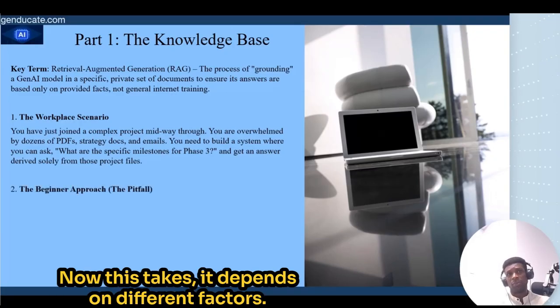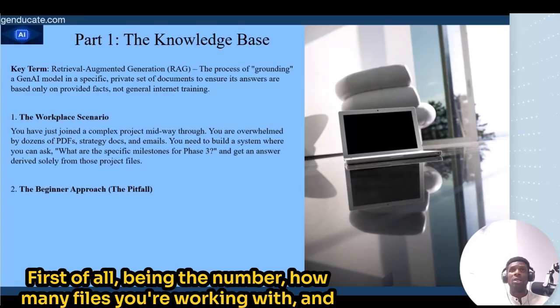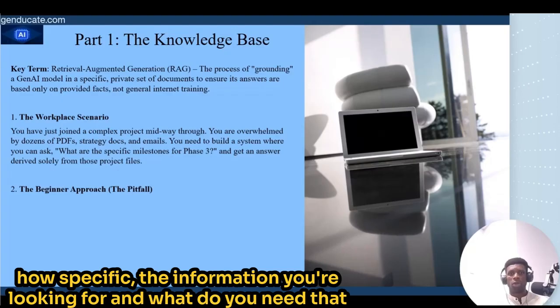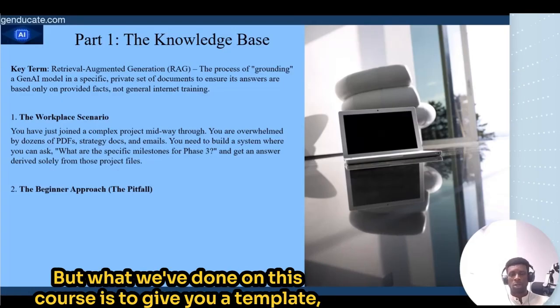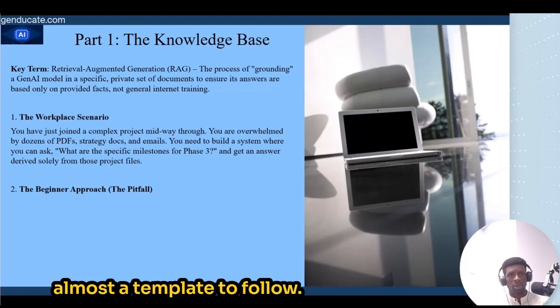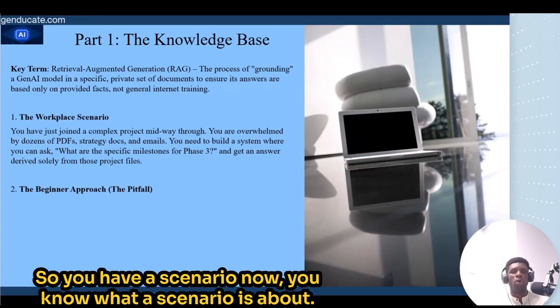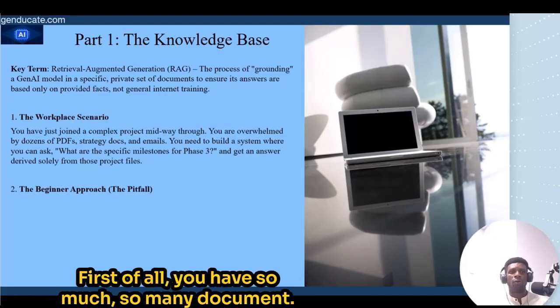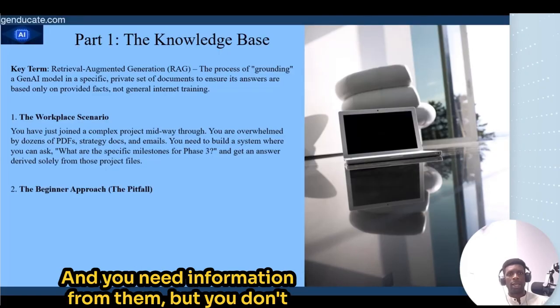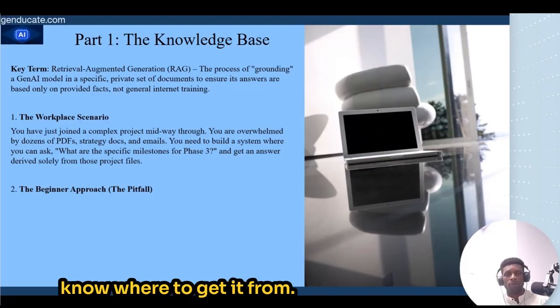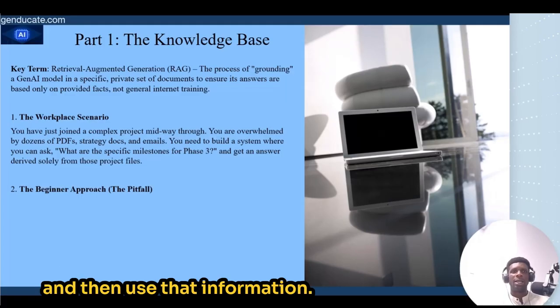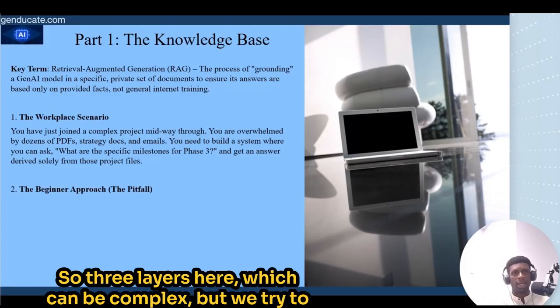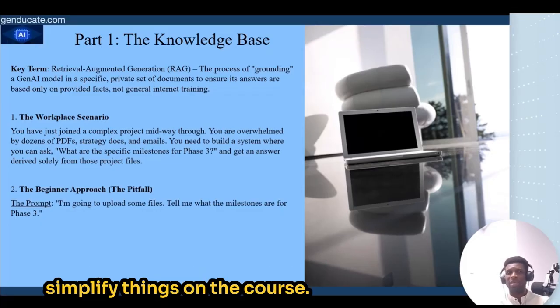Now, this depends on different factors. First of all, how many files you're working with, how specific the information you're looking for is, and what you need that specific information for. But what we've done in this course is give you almost a template to follow. You know what the scenario is about, and there are different stages in it. First, you have so many documents and you need information from them, but you don't know where to get it from. So basically organizing, then finding the information, and then using that information. So 3 layers here, which can be complex, but we try to simplify things in the course.